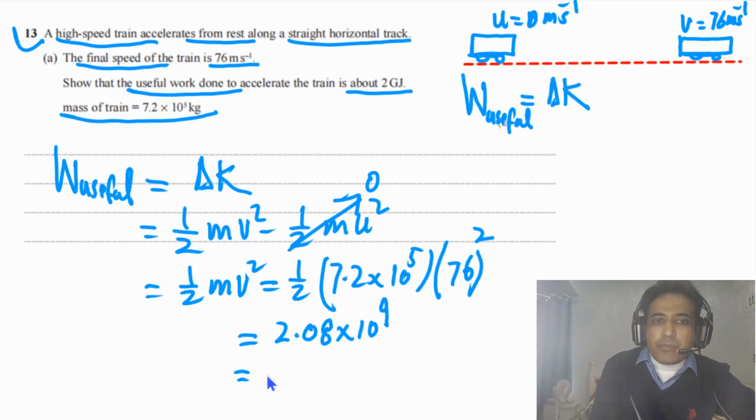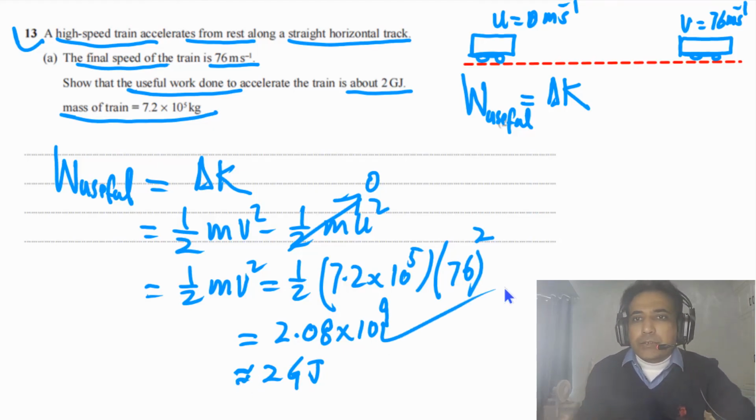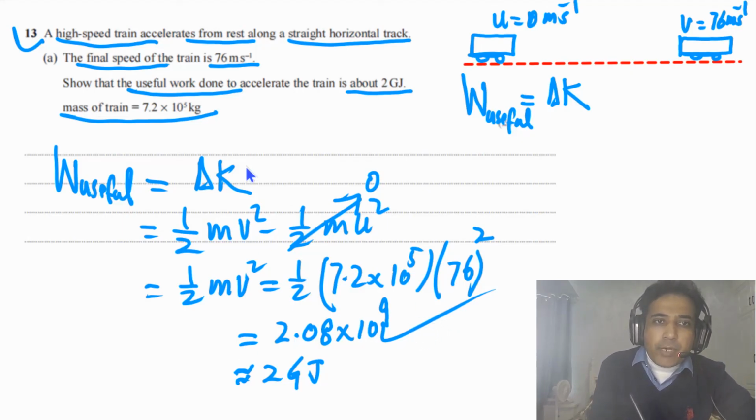So this is about 2 gigajoules. So this is our final answer. So if you have written these steps, you will get 2 marks. 1 mark for writing the equation, and the second mark for calculations and correct answer.